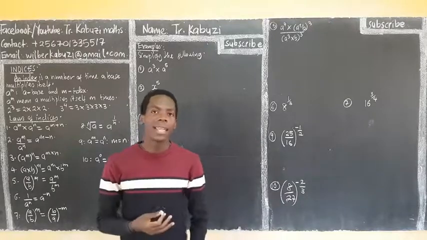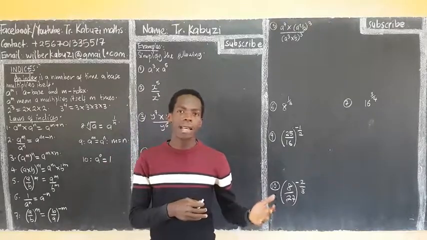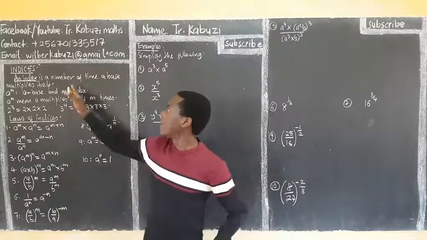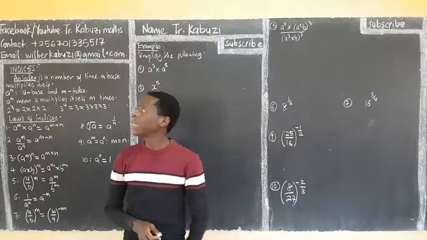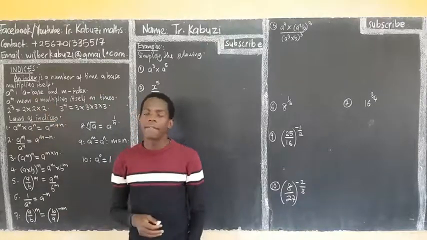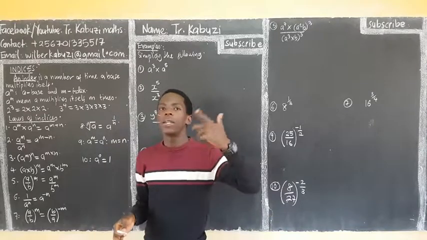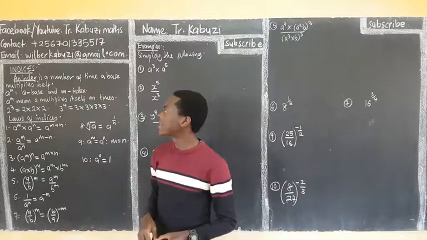Okay, what is an index? Indices is a plural word for an index. An index is the number of times a base multiplies itself. So, the number of times a certain base multiplies itself is what we call an index.